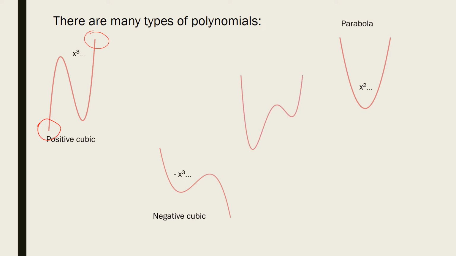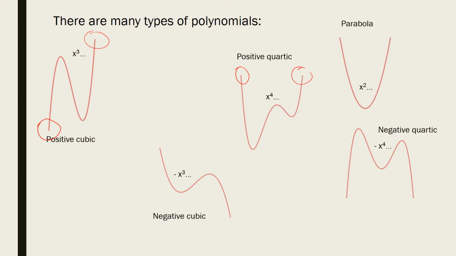This one here is called a positive quartic. And if you notice, both ends are heading in the same direction. Anything with an even power, the ends will head up in the same direction, unlike, for example, x to the power of 3, which heads off in different directions. If you've got a negative quartic, both ends head off in a downward direction. Kind of relates a little bit to a negative parabola.